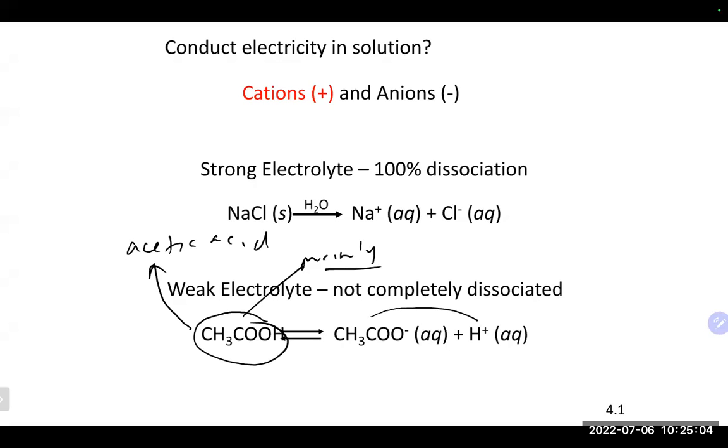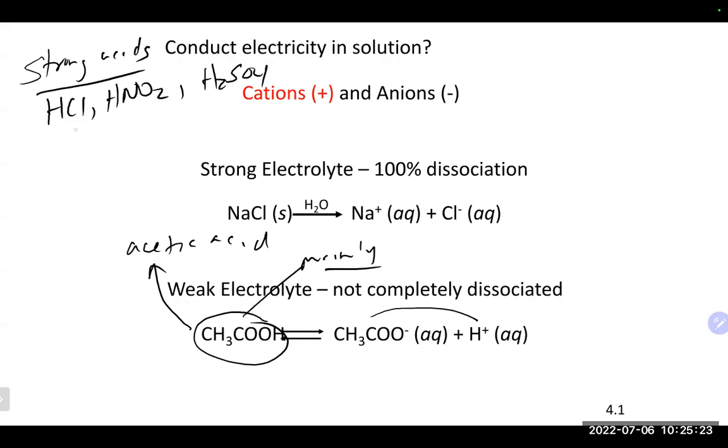A lot of weak acids are weak electrolytes. Weak bases as well are weak electrolytes. A lot of strong acids are strong electrolytes. Some strong acids are things like hydrochloric acid, nitric acid, sulfuric acid, perchloric acid, hydrobromic acid, hydriodic acid. So these are a list of some really strong acids, and basically all those guys, when they go into solution, break completely apart.